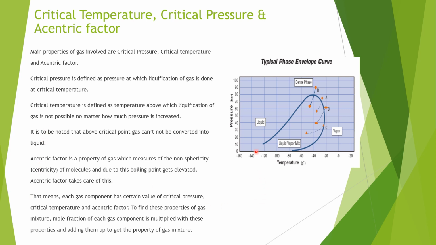So this chart is a pressure temperature diagram for hydrocarbon gas mixtures. This is a vapor. This is a liquid vapor mixture. This is a liquid. So the main properties of the gas involved are critical pressure, critical temperature and eccentric factor.